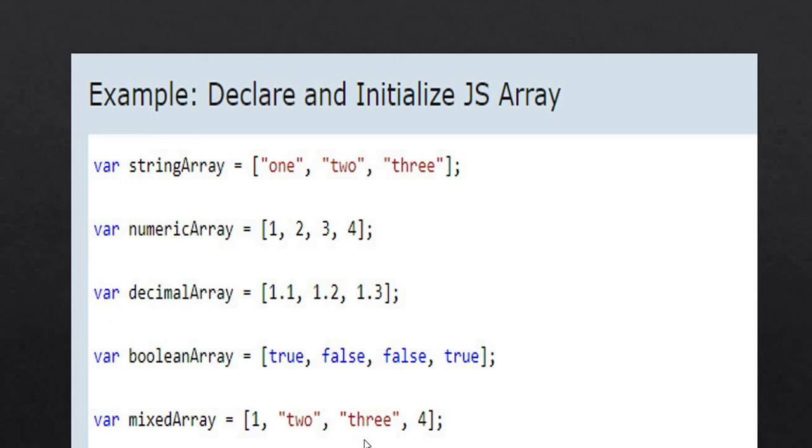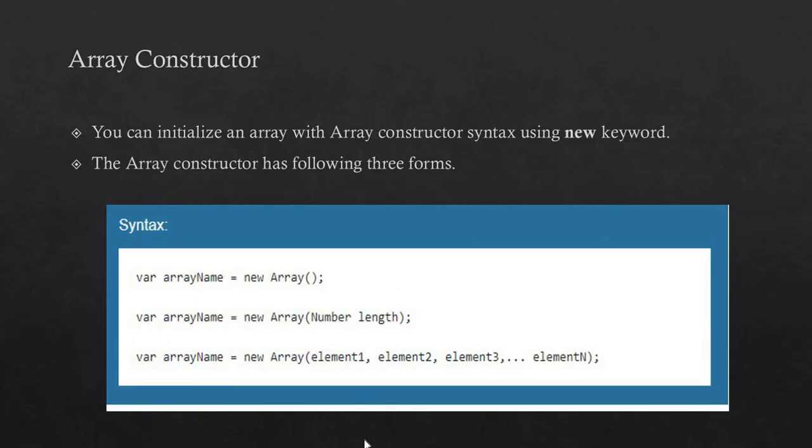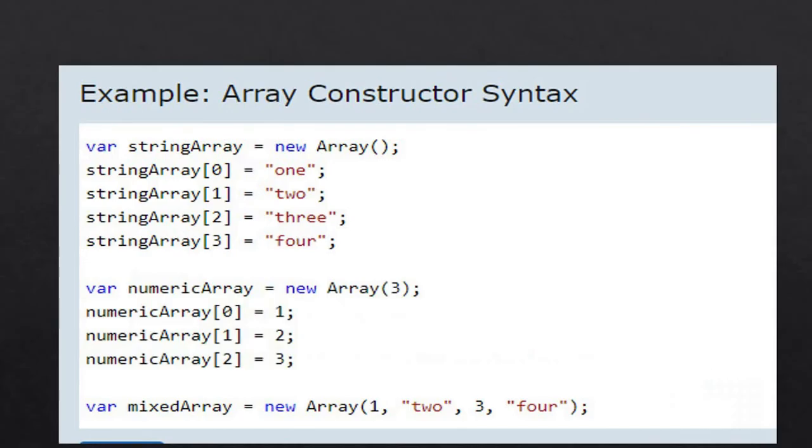In array constructor, we can initialize an array with the array constructor syntax using the new keyword. Name of an array, then the new keyword, then Array, which can have some arguments inside too. We will do implementation to clear the concept. For example, I have taken a string array and have initialized it with a variable, then written new, which is the keyword of Array. Then I have given values. At index 0 is 1, at 1 is 2, at 2 is 3, and so on. In the same way, we have numeric and mixed arrays.